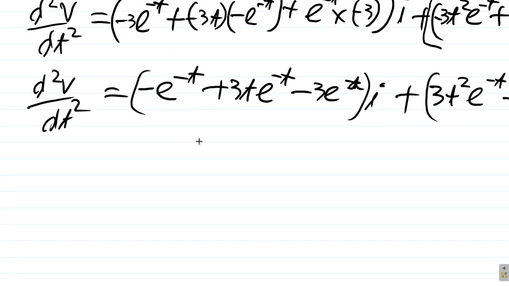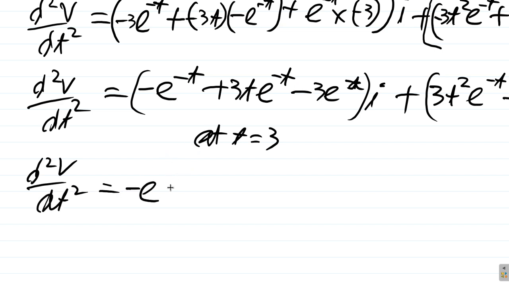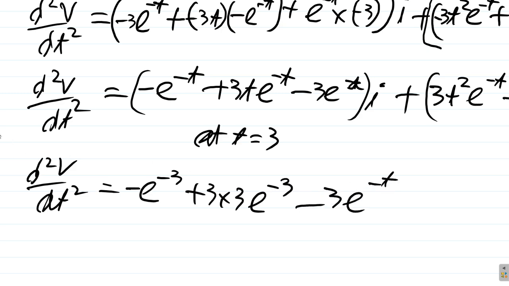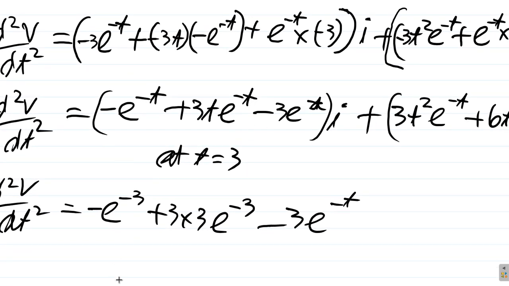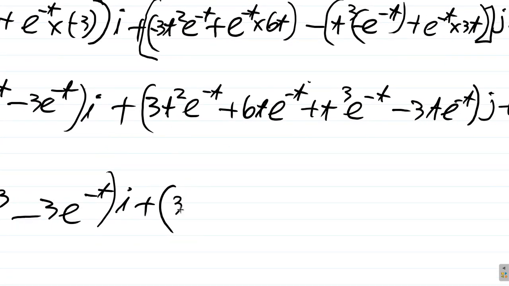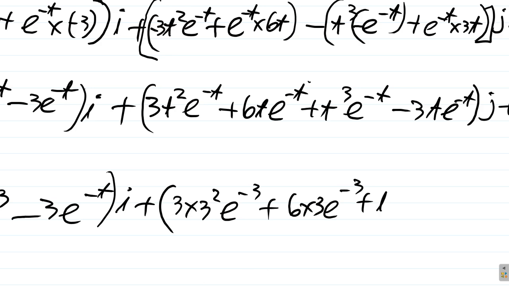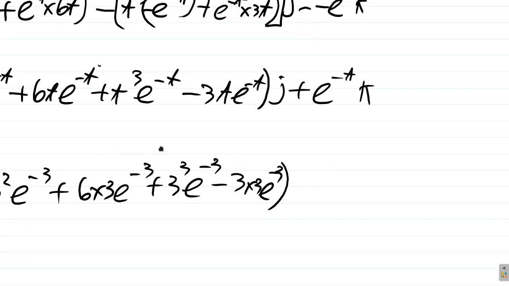All right. Now, at t equals 3, d squared v by dt squared is equal to negative e to the negative 3 plus 3 times 3e to the negative 3 minus 3e to the negative 3, and that's i, plus 3 times 3 squared e to the negative 3 plus 6 times 3 e to the negative 3 plus 3 cubed e to the negative 3 minus 3 times 3 squared e to the negative 3, j, plus e to the negative 3 k.